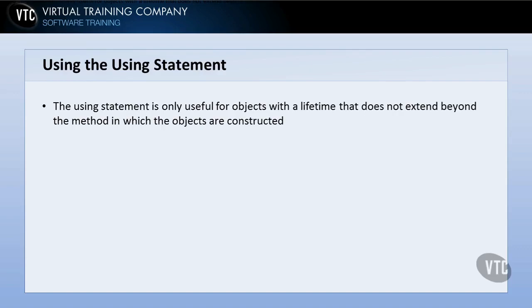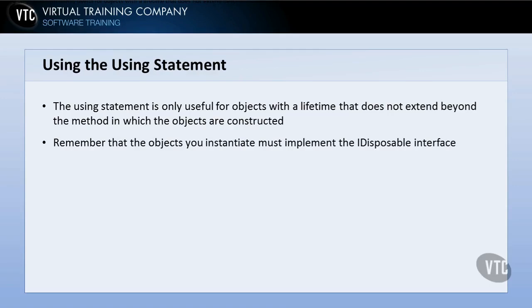Microsoft highly recommends you use this if you're coding in a situation where it'll work for you. This is only really useful for objects whose lifetime does not extend beyond the method in which the objects are constructed. So if you've got a method where you instantiate an object of a class, you manipulate that object, and then as soon as that method's over, you no longer need that object, you should be using the using statement, okay? Just remember that the objects that you instantiate when you're using this using statement must implement the IDisposable interface, all right?